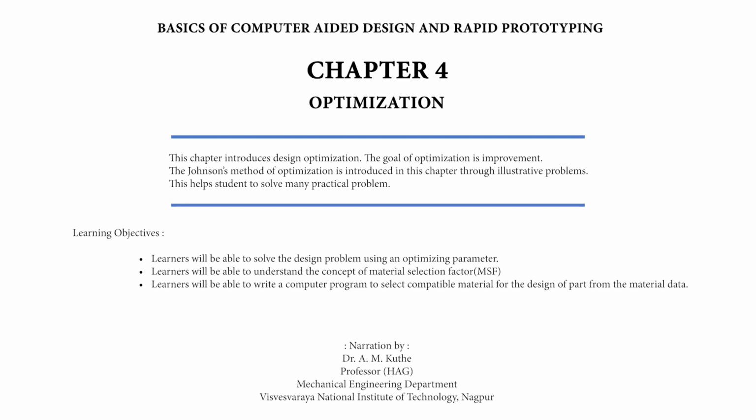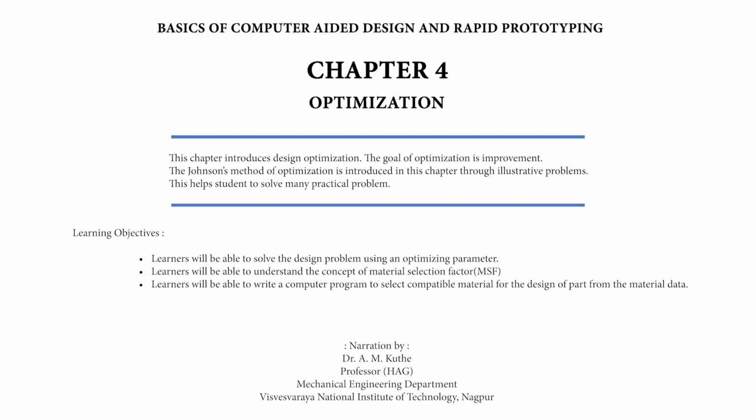Para 4.1 Introduction. In the design of a mechanical part in the industry, it is necessary to consider three important points. Number 1, optimizing parameter. Number 2, material selection. Number 3, constraint on design parameters.